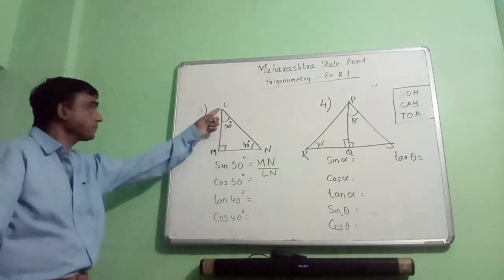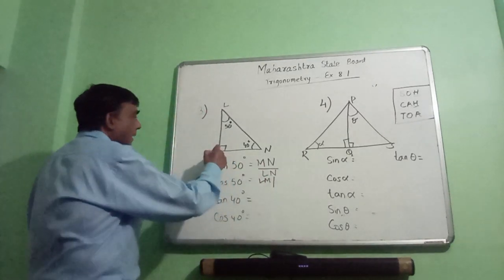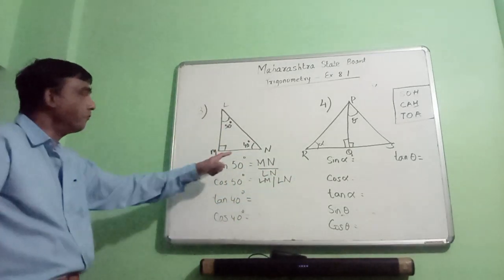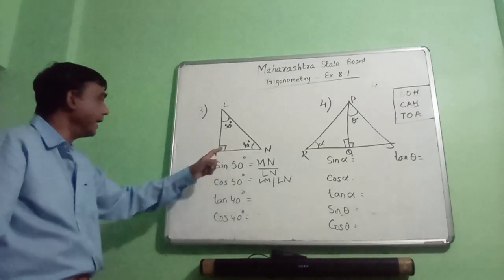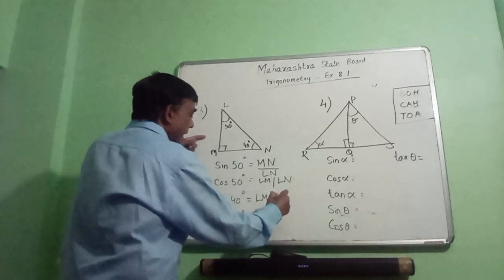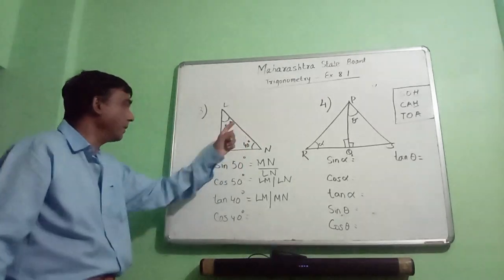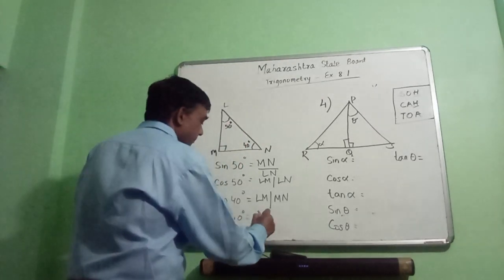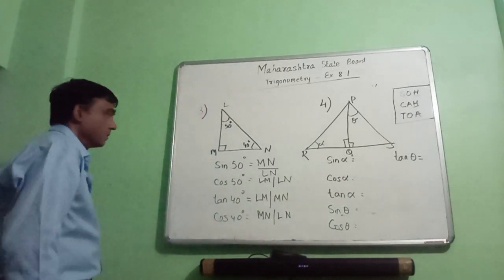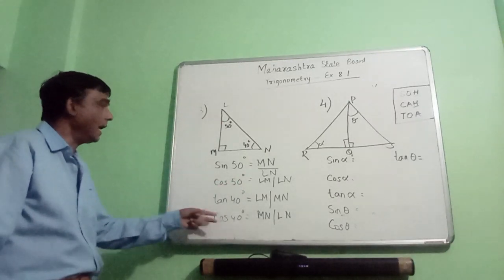Cos 50. Adjacent, that is LM, divided by the hypotenuse, that is LN. Tan of 40, opposite divided by adjacent. So opposite is LM and adjacent is MN. Cos of 40, adjacent divided by hypotenuse. So MN divided by LN. So this part is over: sine 50, cos 50, tan 40 and cos 40.